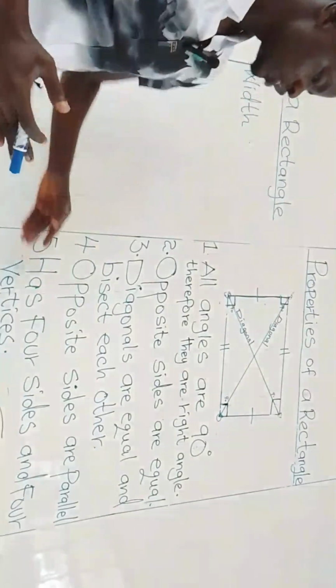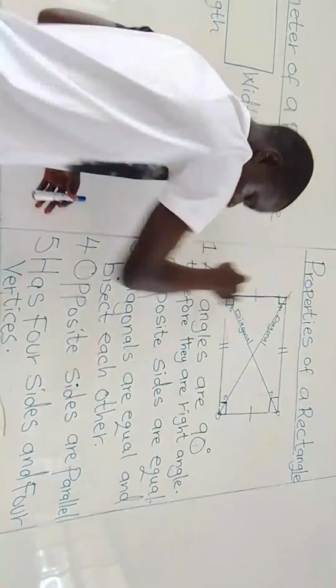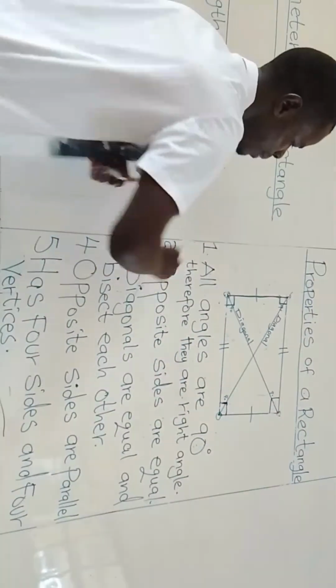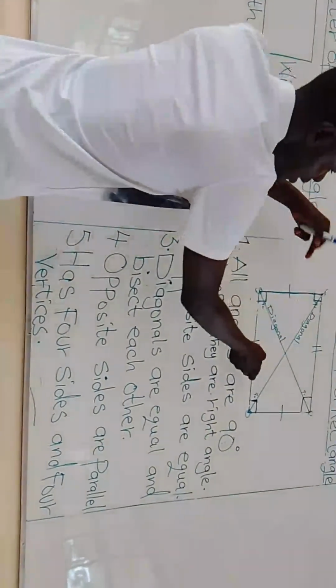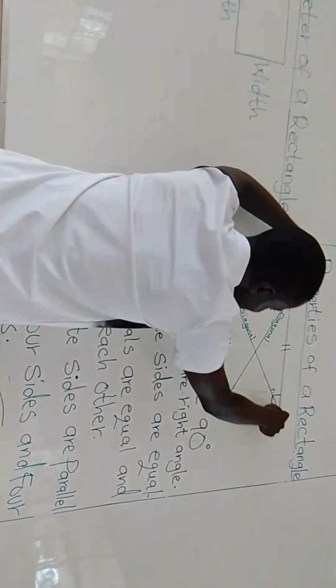The last one: it has four sides, whereby we have 1, 2, 3, 4. And it has four vertices, the points whereby the length and width are meeting. The vertices we have are 1, 2, 3, and 4.